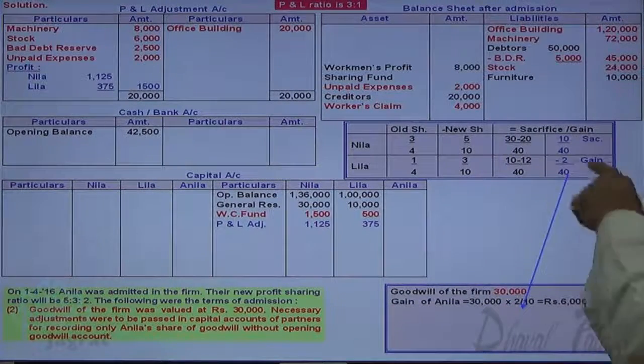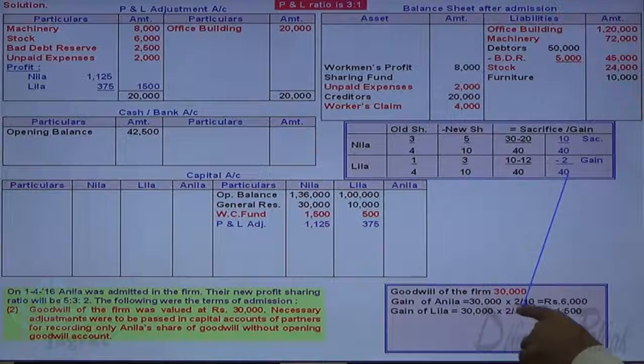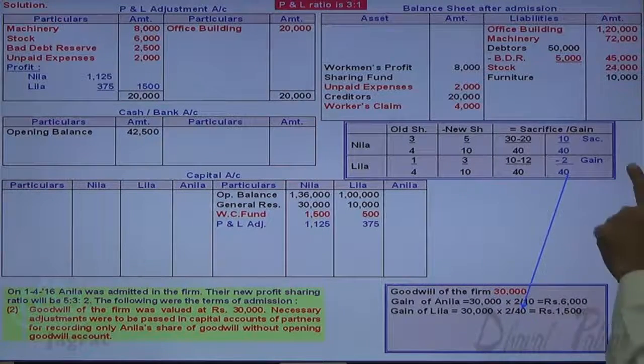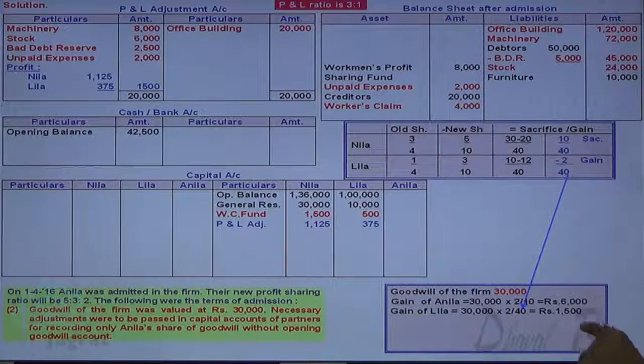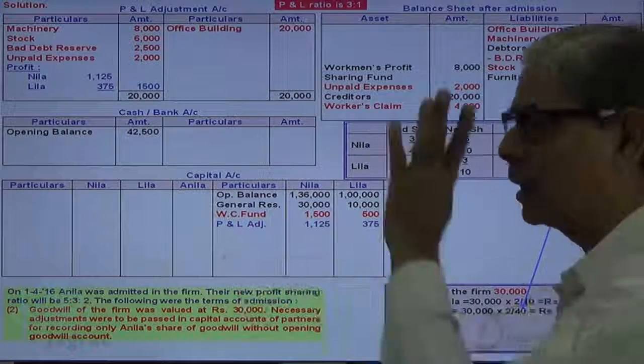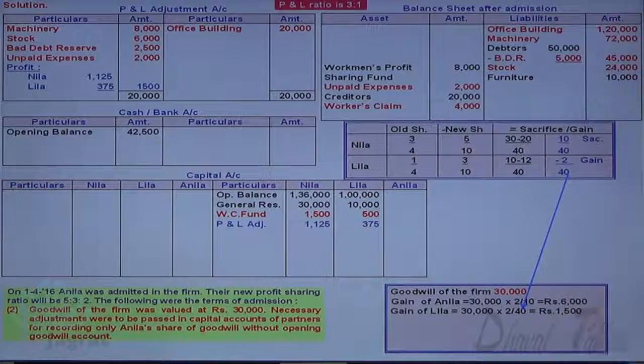The another partner who has gained 2/40. So 30,000 into 2/40, 1,500 is the gain of Leela. Leela also has to pay 1,500. So Leela's capital account is also debited by 1,500.